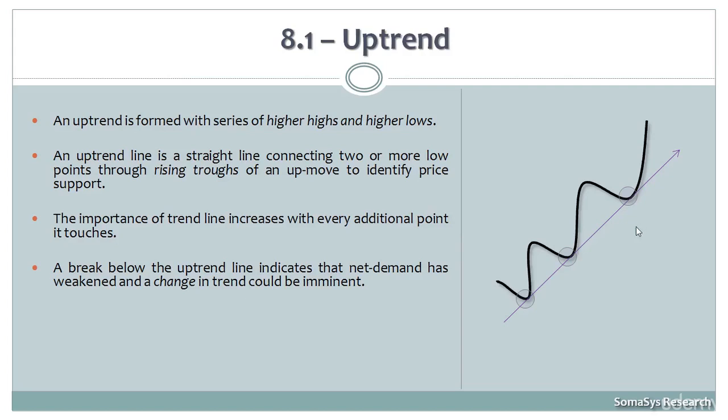An uptrend line, once established, acts as a support and indicates that net demand is increasing, which leads to a rise in prices. As long as prices remain above the trend line, the uptrend is considered solid and intact. And a break below the uptrend line indicates that net demand has weakened and a change in trend could be imminent.